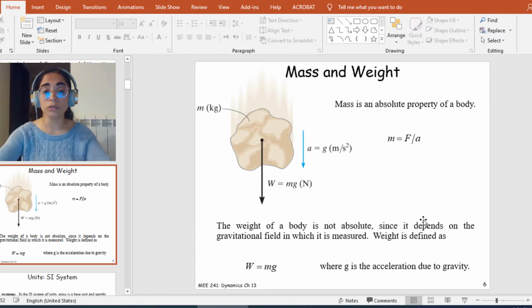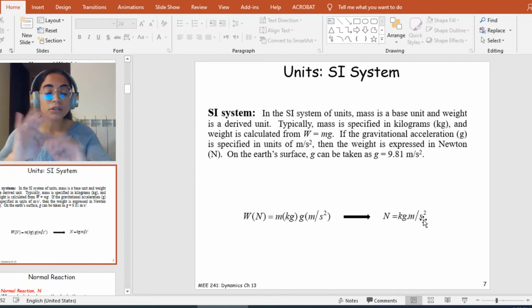So, you know, of course, guys, that the weight is an external force exerted on the body, and it's equal to the mass times the gravity. And guys, I want you to make sure that if you are in SI units, the gravity will be 9.81 meters per second squared, while if you are in US units, this gravity will be 32.2 feet per second squared.